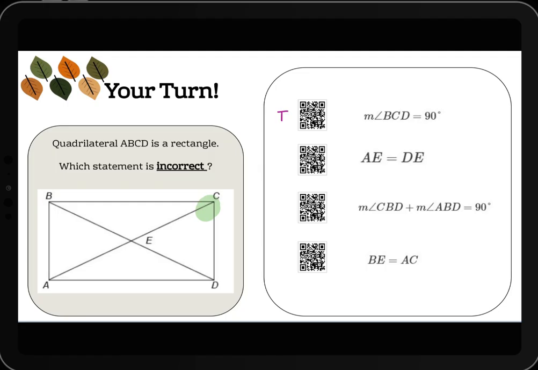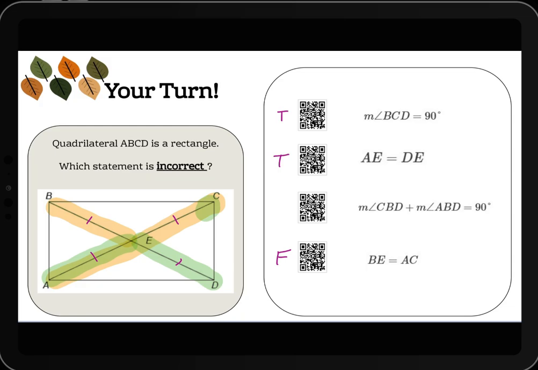So this is a rectangle. That means these are all four equal pieces. So AE is referring to this length right here. DE is referring to that length right there. That is also technically true. BE is the last one. BE equal to AC, that one actually is false. That's the false statement because BE is actually only half a diagonal, whereas AC is the entire diagonal. So that can't be true.